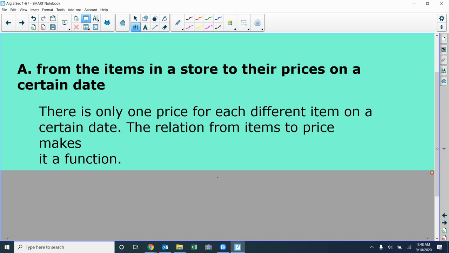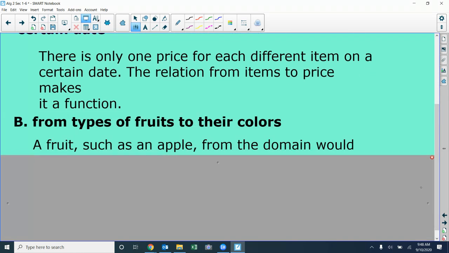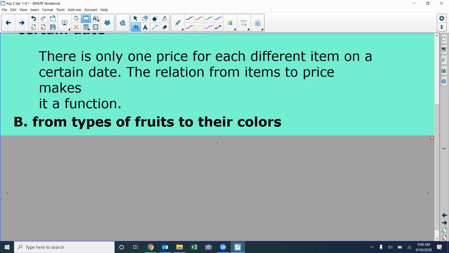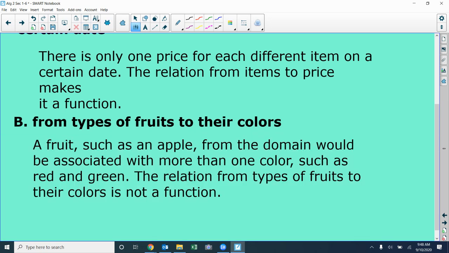Okay, here's an example of one that might not be. Types of fruit to their color. So type apple to its color. That's a one-to-many, is that? It's not, okay? That makes sense? Can you think of another type of fruit that has different colors? Grapes, very good. Apples and grapes, not. So if you think about that, it might help you think what is and what isn't.